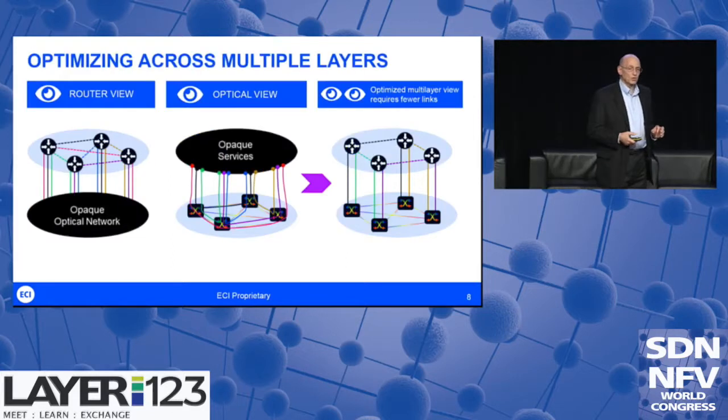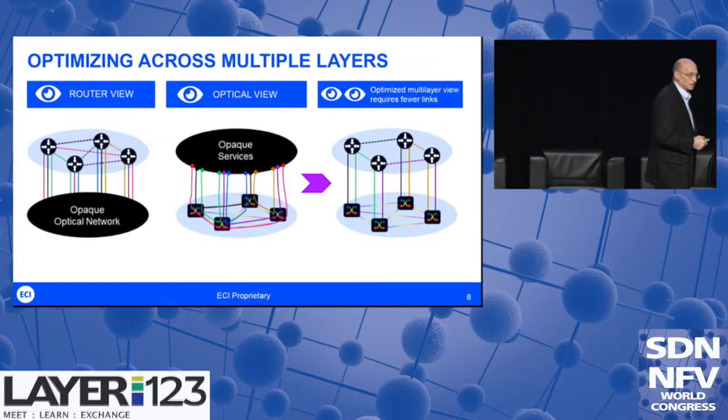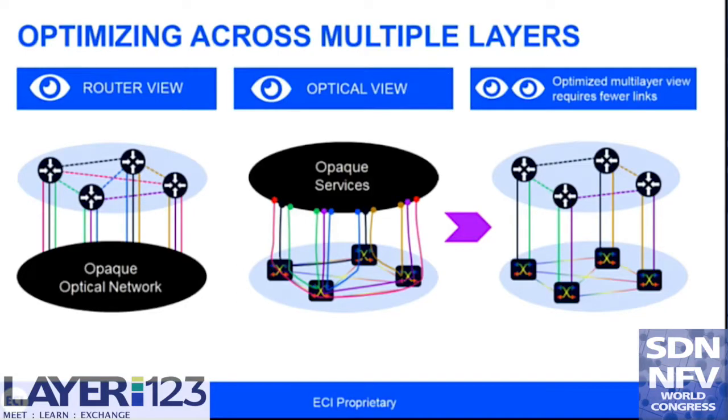The last part of the equation, in terms of what we're trying to achieve in the industry, is optimization of the underlying network itself. And this is one example here of a multi-layer optimization. If you take a look at the left-hand part of the diagram here, this is a router view of the network. It needs to make connections among routers, and you're showing these as logical links with the dotted lines. But it then passes those requirements off to the optical network to make the links.